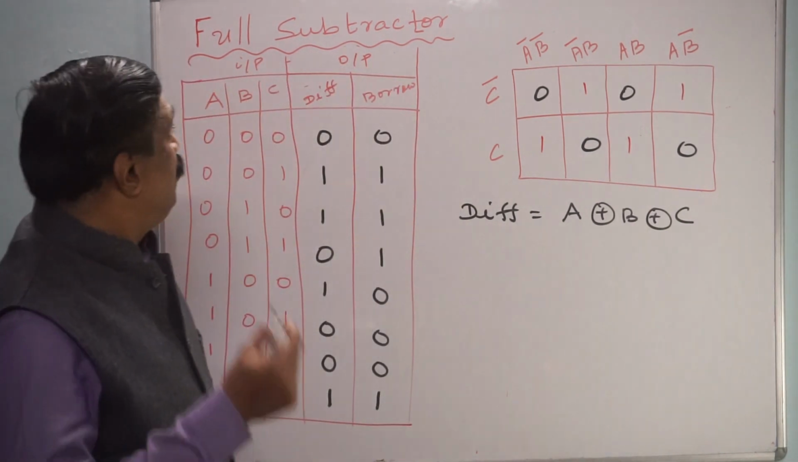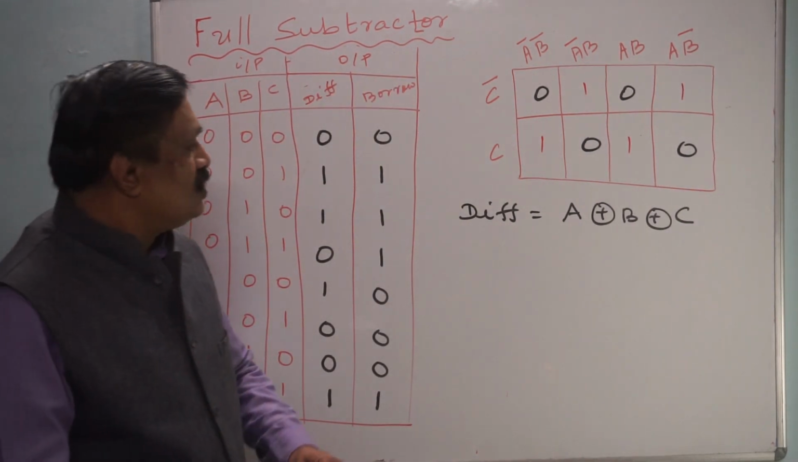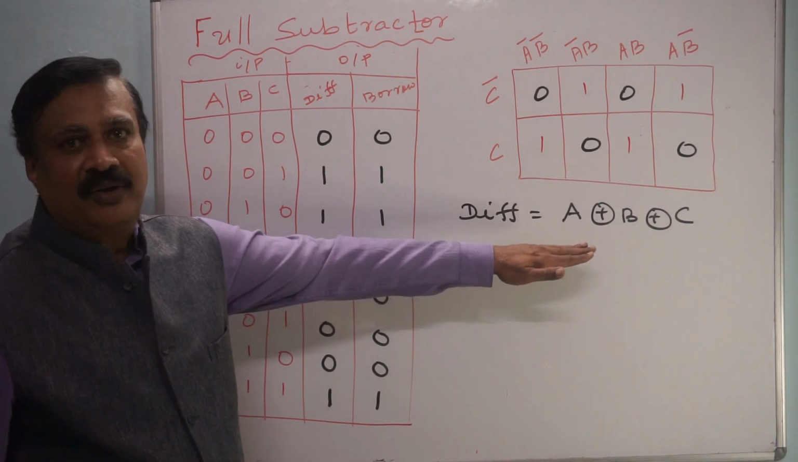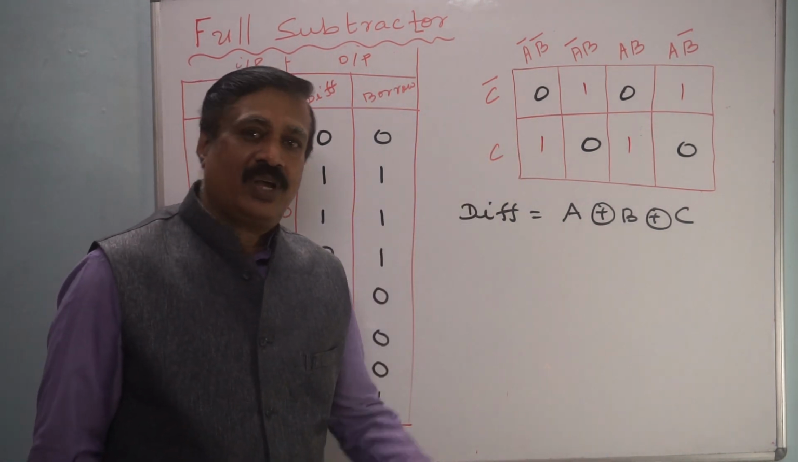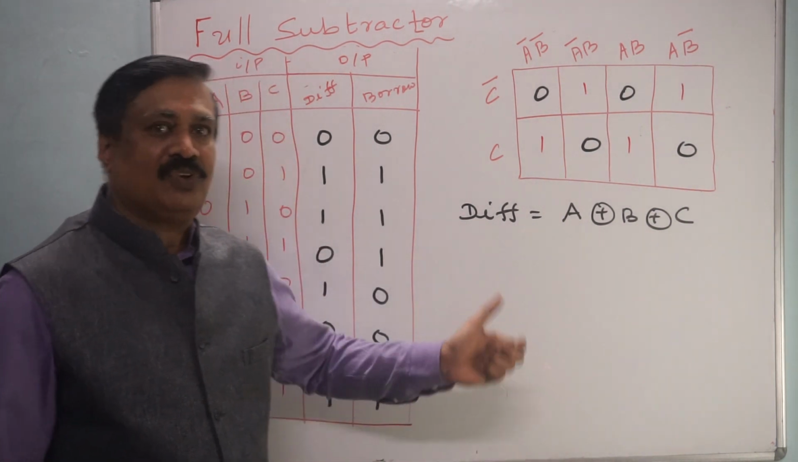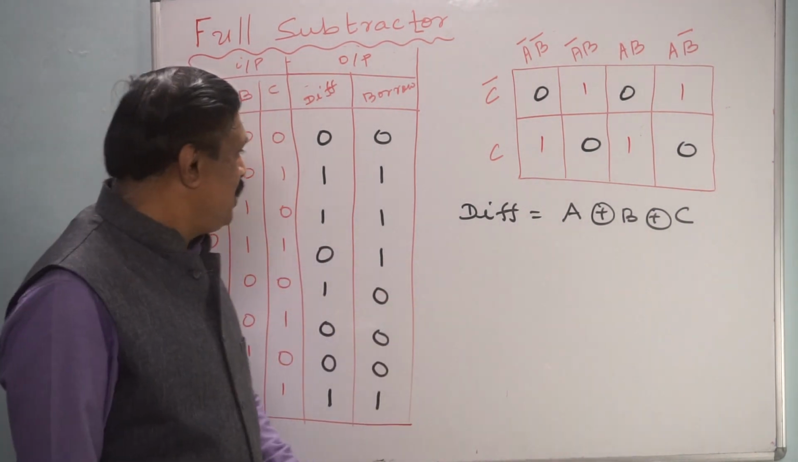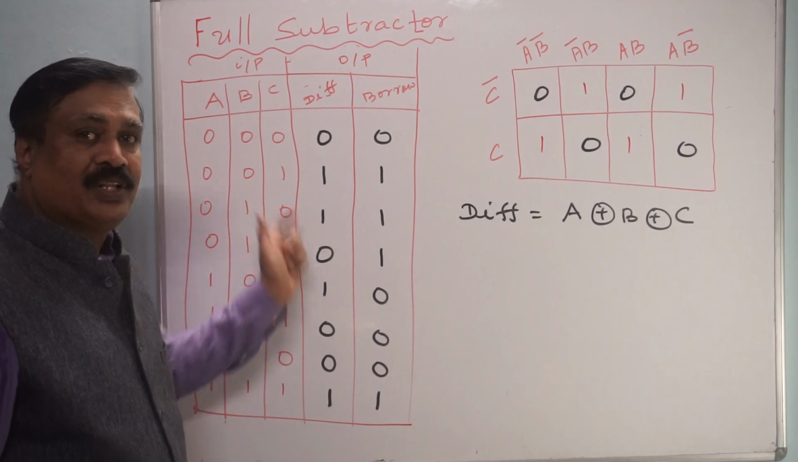In the full adder, I have solved this equation by the normal method, not by this K-map method. You can compare that and this. Both will be the same. We will be having the same minterms for the sum.